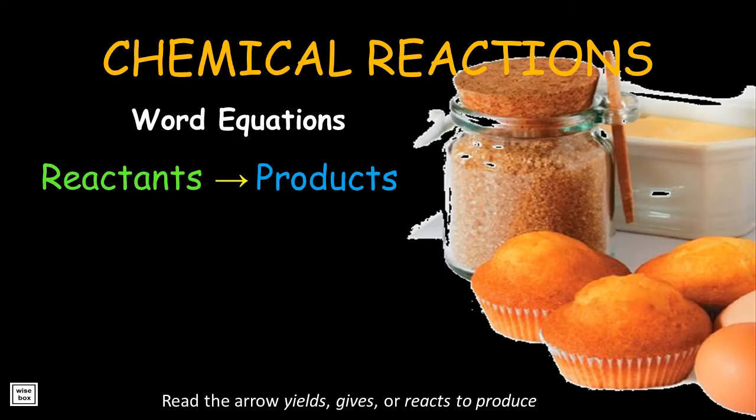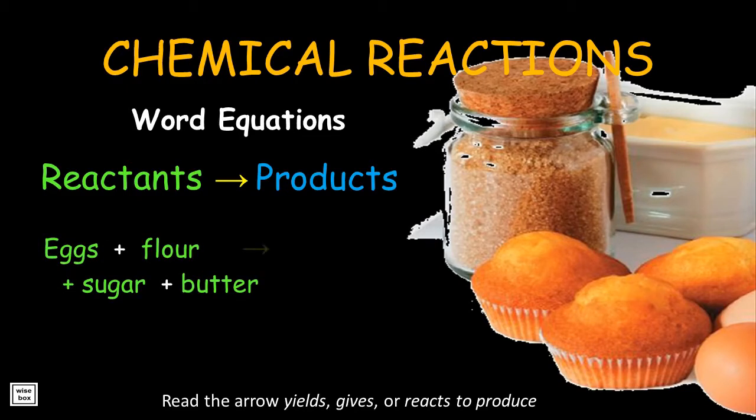Here's the chemical reaction for baking muffins. Mixing eggs, plus flour, plus sugar, plus butter. Then baking them yields, or gives, a batch of muffins.